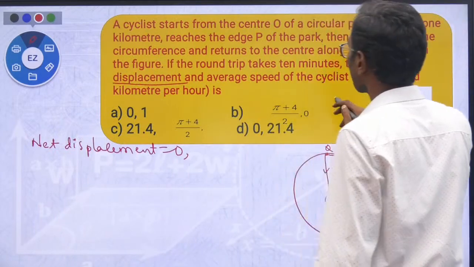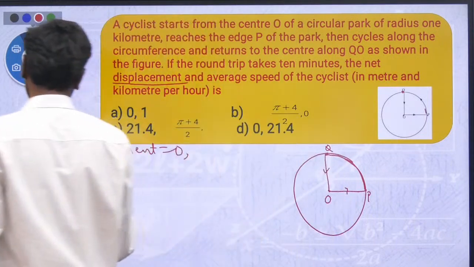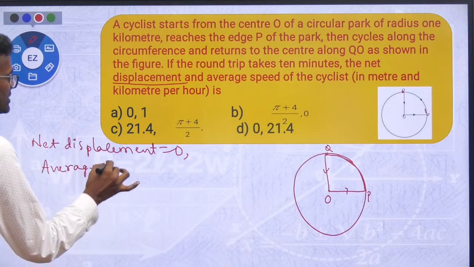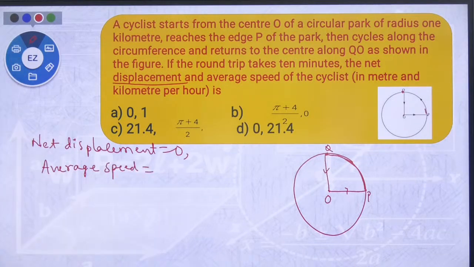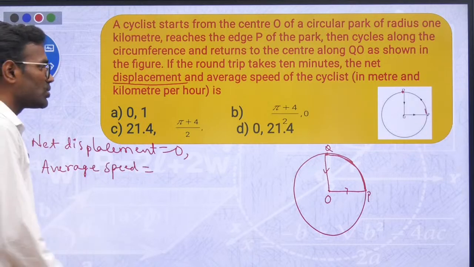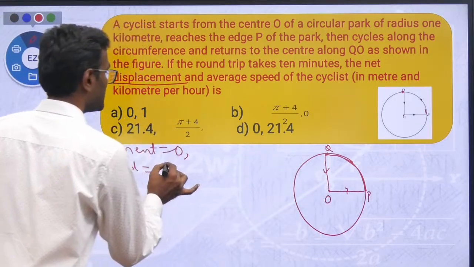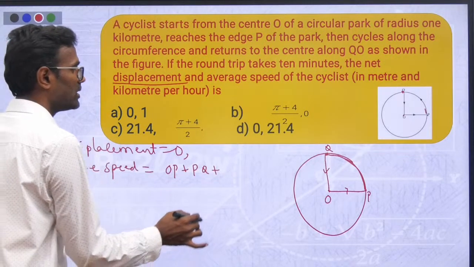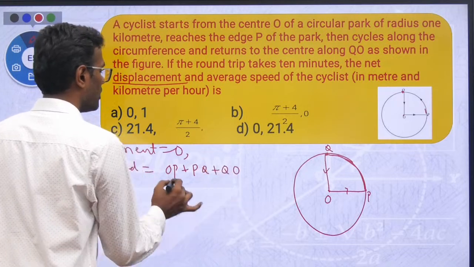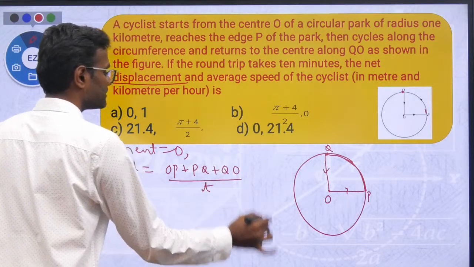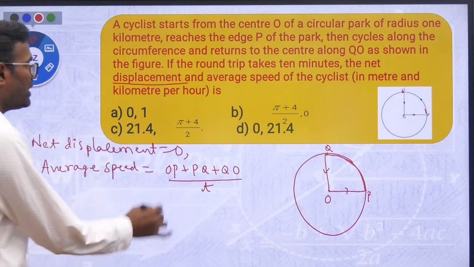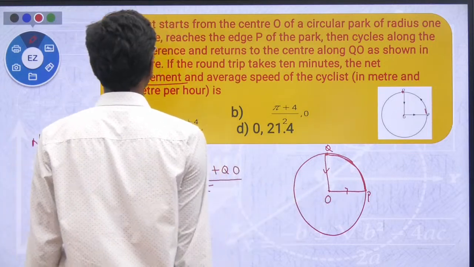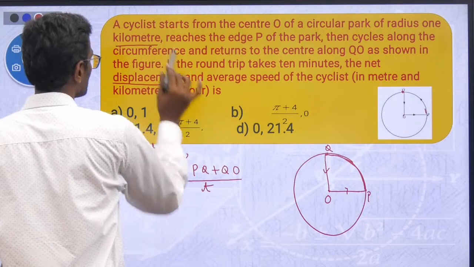Next, average speed. Average speed is equal to total distance covered divided by total time taken. So how much is the total distance? Total distance means OP plus PQ plus QO, divided by total time. How much is OP? OP is nothing but the radius, that is 1 kilometer.